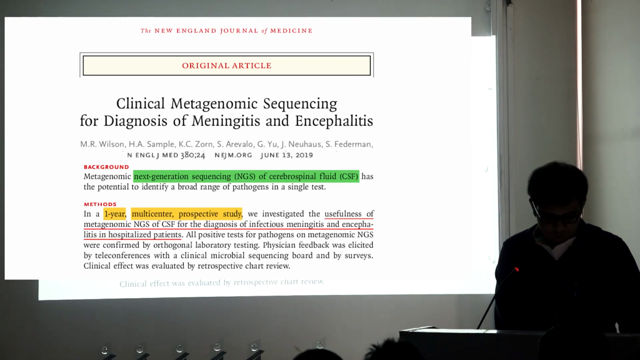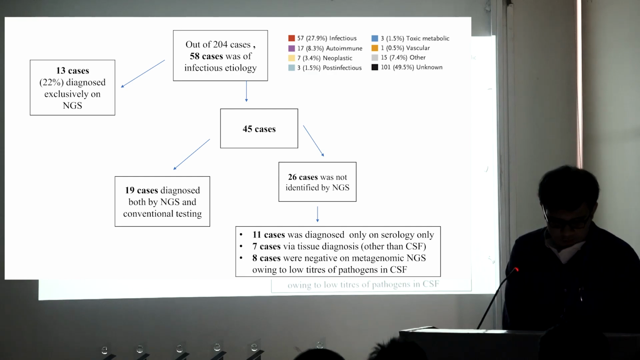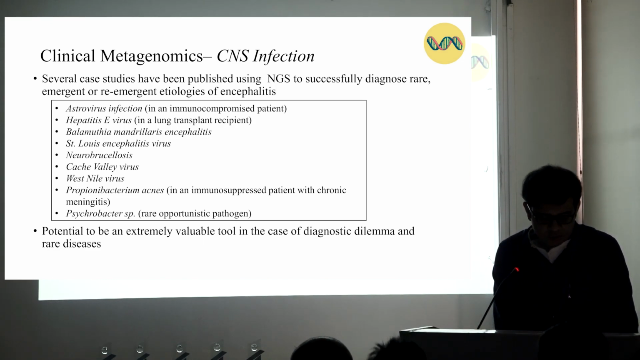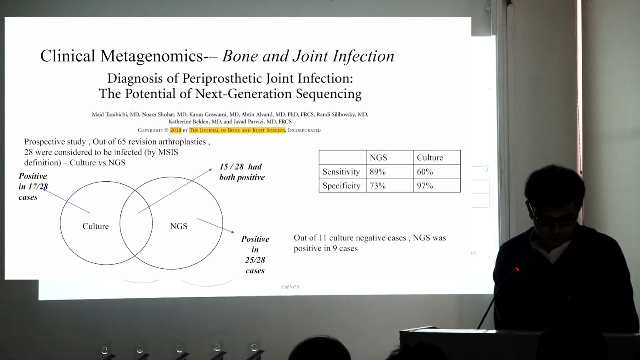Again, using it for meningitis and encephalitis, it is easier to use. These are the various infections that have been diagnosed through next generation sequencing. Astrovirus or even hepatitis E virus was detected in a patient having a lung transplant. Neurobrucellosis, St. Louis, West Nile: these are easily diagnosed through next generation sequencing.